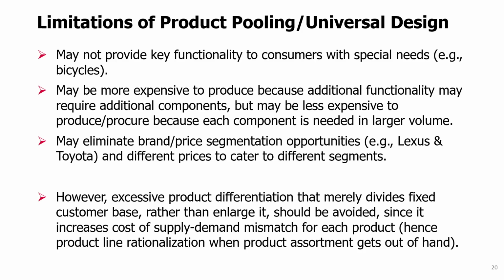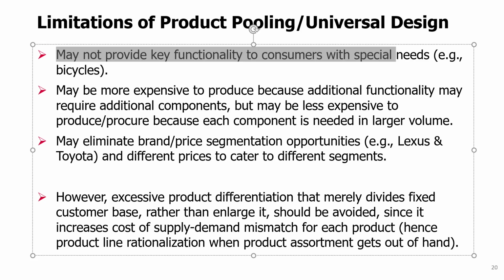So is product pooling or universal design a solution to all our problems? Of course it isn't. The reason for that is creating a universal design is not that easy, right? You might actually have customers who have significantly different needs, and you might have a cost increase if you create universal design. So basically, you have to be careful how you pool the demand. If you have some key functionality for some customers with special needs. An example is bicycles. You can't just create a bicycle that will satisfy everyone. You either have thick tires or thin tires for different terrain, right?